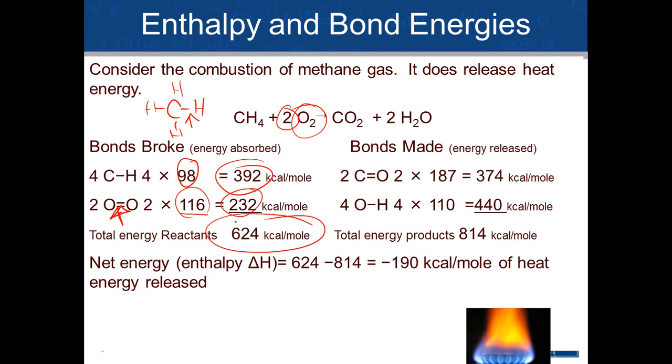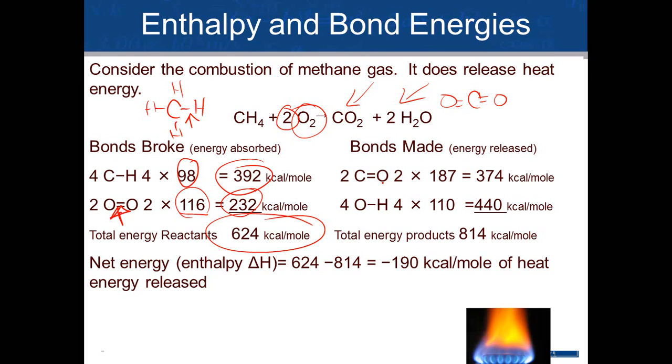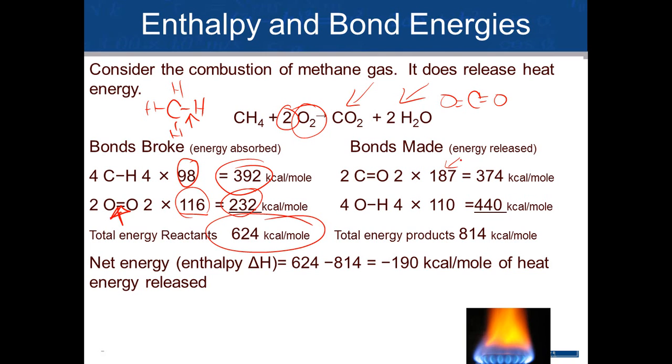And then we want to look at the products. So the products are going to involve carbon dioxide and water. Now, carbon dioxide looks like this. C double bonded O, and there are 2 of those bonds. Each one has 187 calories. So when you make a molecule of carbon dioxide in this reaction, you're going to release 374 kilocalories of energy.